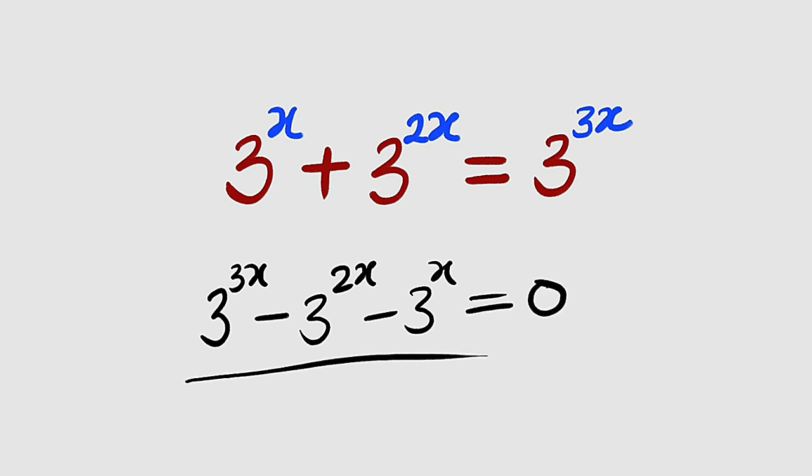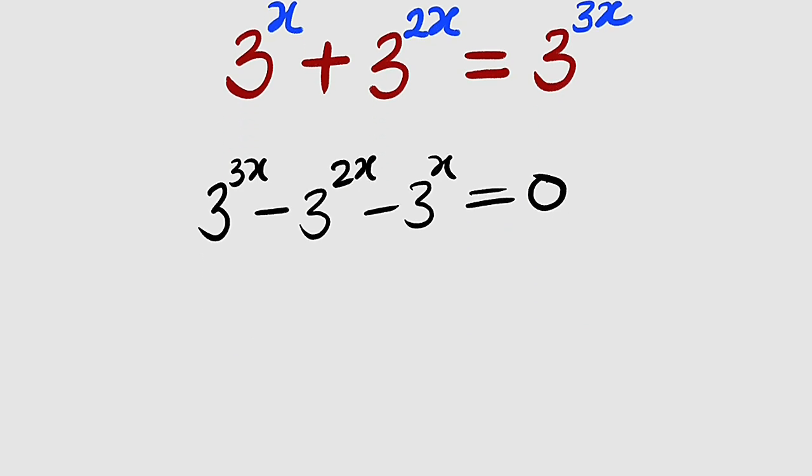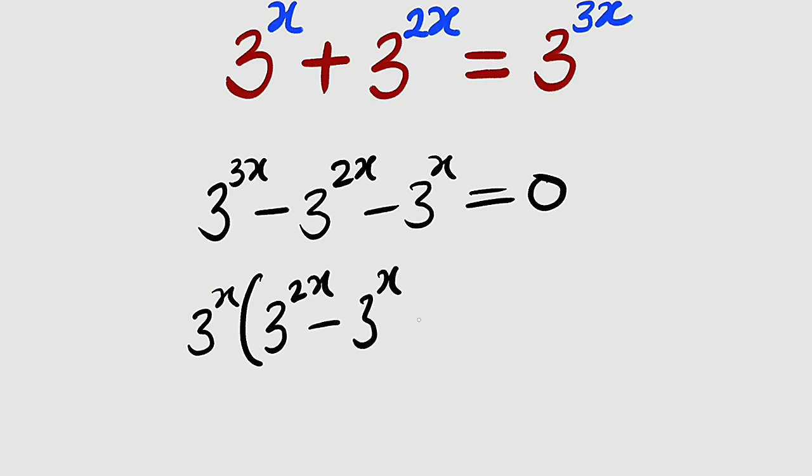If you observe, all of these 3 terms contain 3 to the power of x in common, so we can bring one out. We have 3 to the power of x outside. Inside, the exponent will reduce by 1. We have 3 to the power of 2x. The exponent here will reduce again. We have 3 to the power of x, and this will become 1. The whole of this is equal to 0.